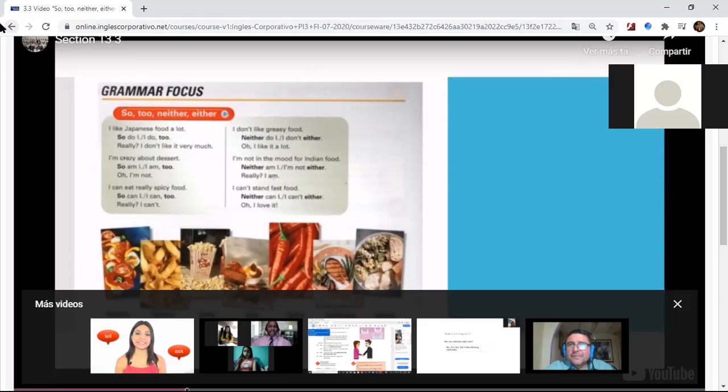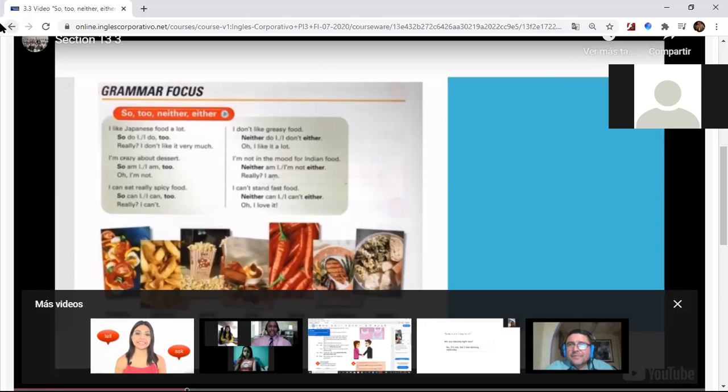Excellent. Very good. Ahora hagamos lo opuesto. Le vamos a decir lo opuesto. I can't ride horses. Neither can I. Okay. Or I can't either, right? Good. Or I can't either. Excellent. Now let's go to Mirna López.